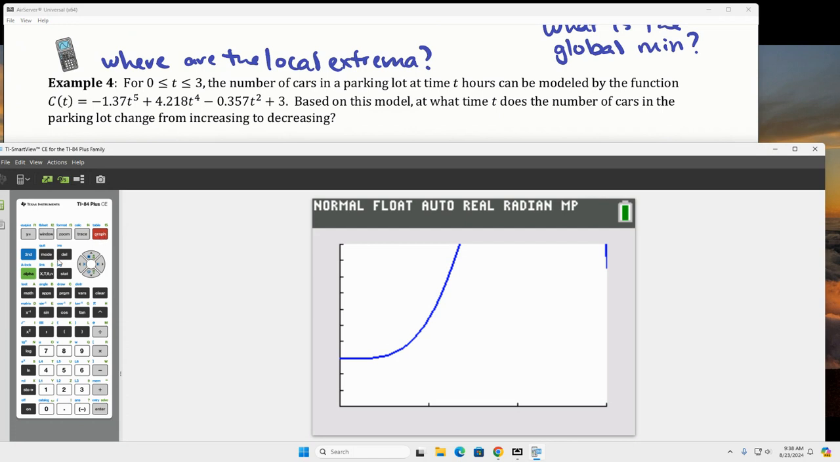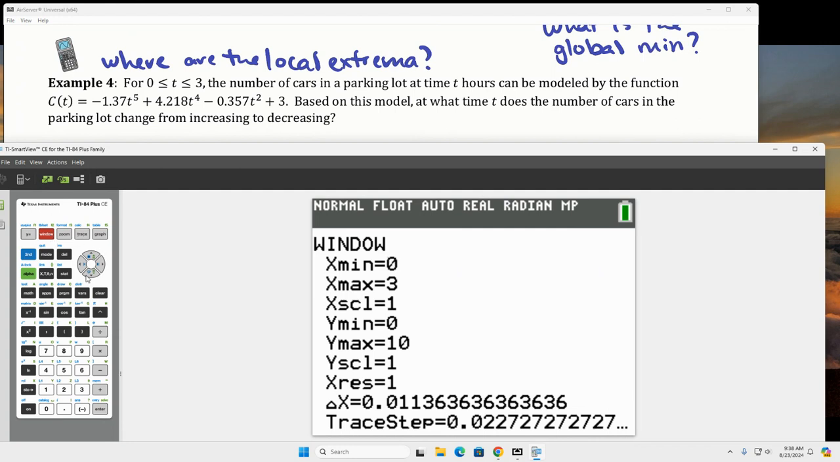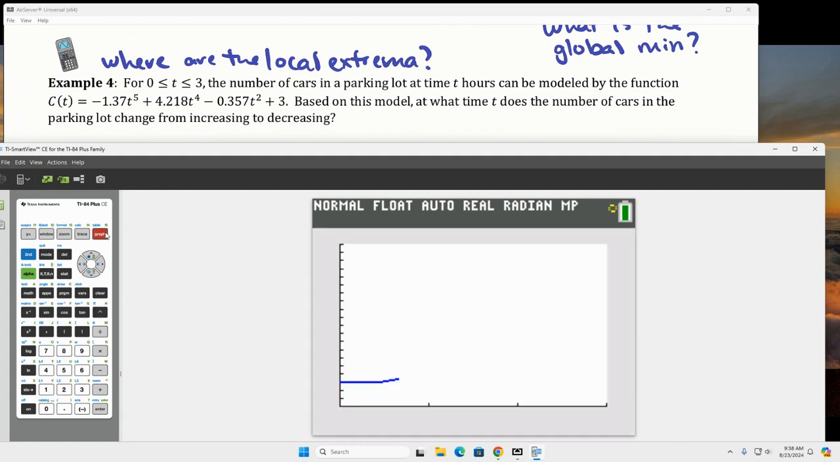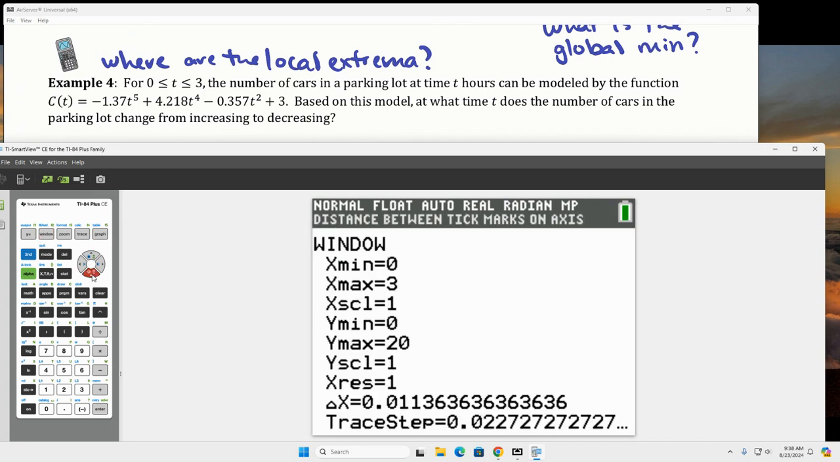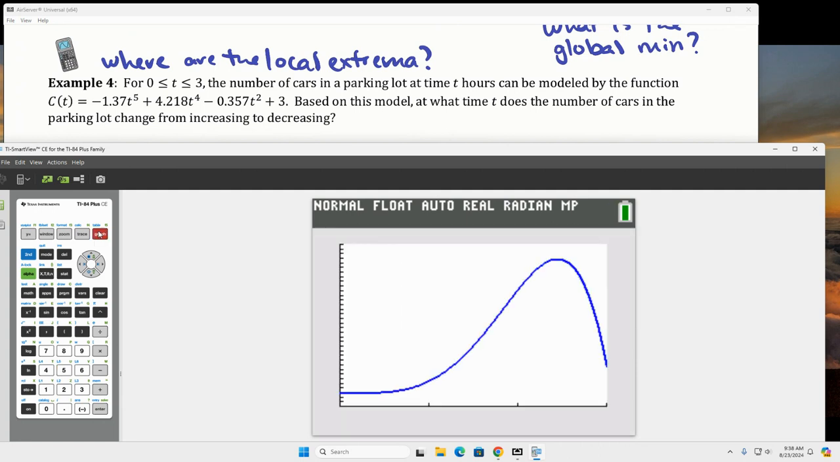All right, so we're going to go back to the window. Which one of these things do you think I need to change? The y max bit. So if you were just guessing about how many cars were going to be in a parking lot, what would you guess? Just a number. Throw me a number out there. Okay. Still not quite enough. It's okay. There's no reason to stress. Oh, that's good. Yes. All right.